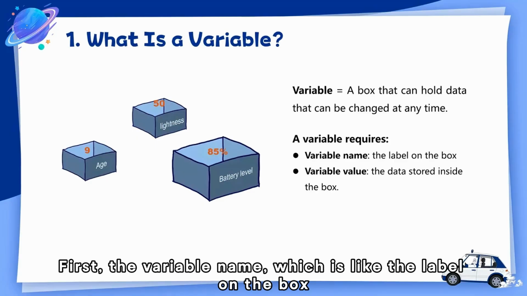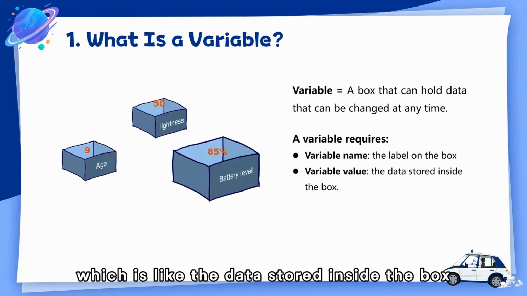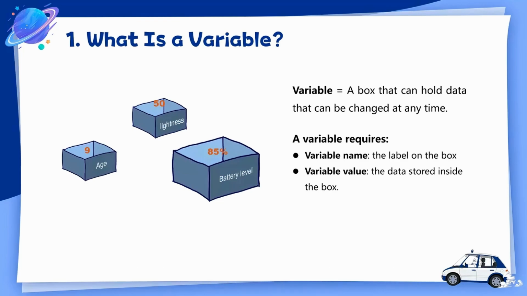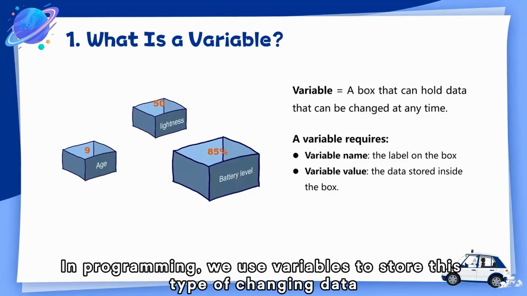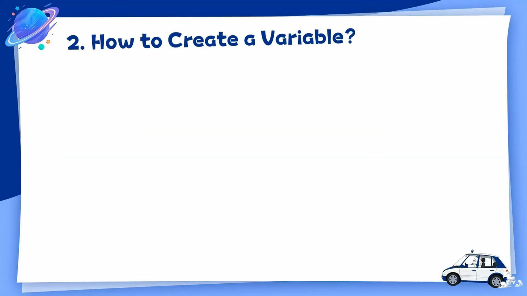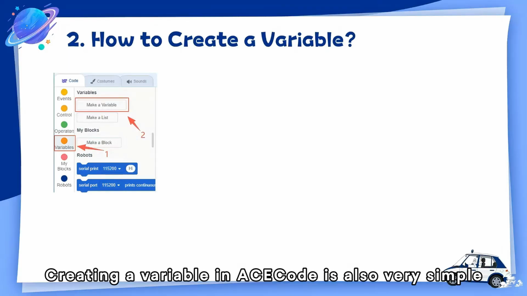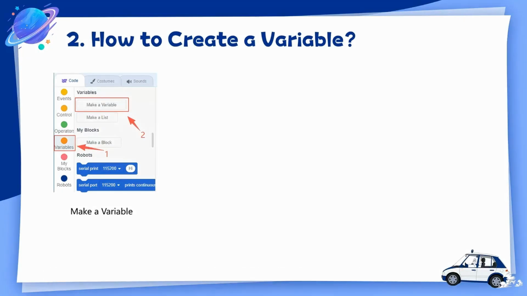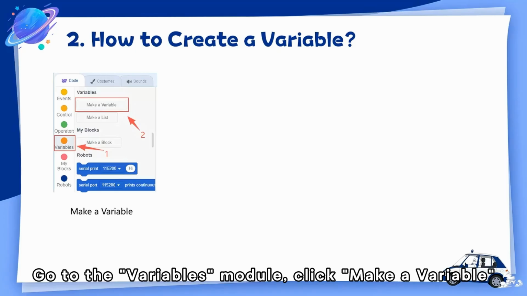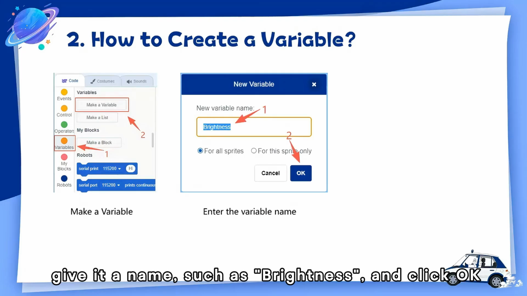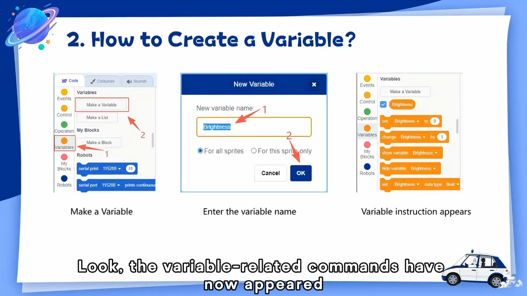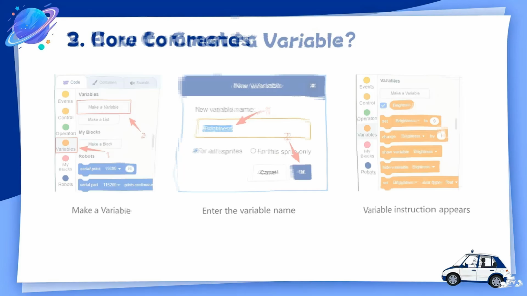First, the variable name, which is like the label on the box. Second, the variable value, which is like the data stored inside the box. The brightness of the LED is data that changes. In programming, we use variables to store this type of changing data. Creating a variable in ACECode is also very simple. Go to the Variables module, click Make a Variable. Give it a name, such as brightness, and click OK. Look, the variable-related commands have now appeared.